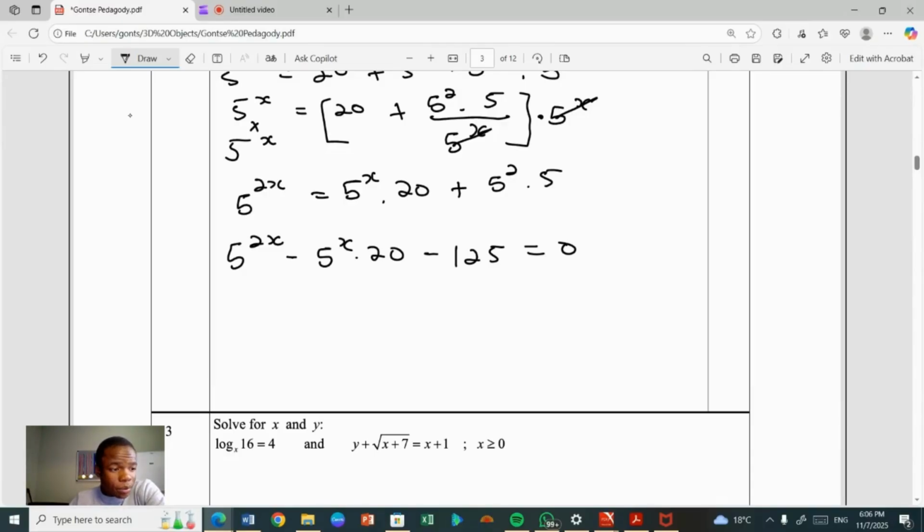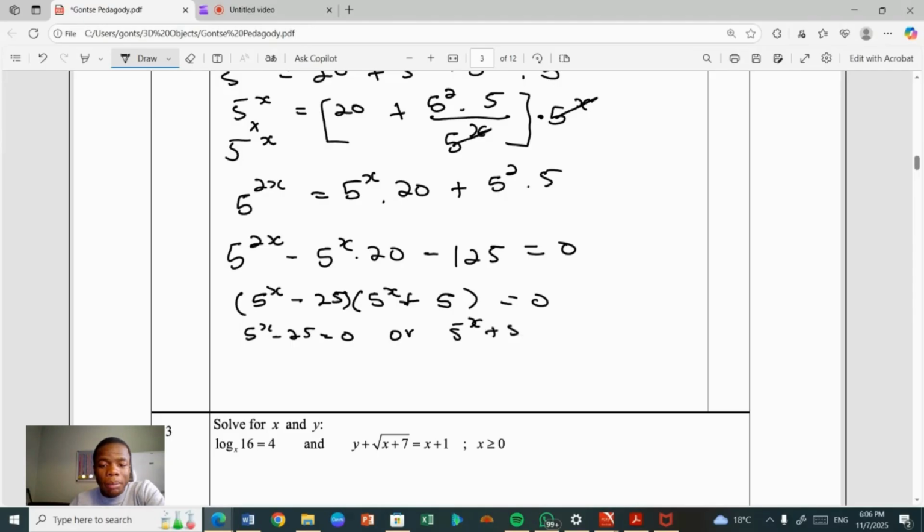Then here, your factors will be 5 to the power of x and 5 to the power of x is equal to 0. Then what are your factors? Your factors are 25 and 5, right? Then the signs right now. So this will be minus and this will be plus. Then you use your zero factor law, which is 5 to the power of x minus 25 is equal to 0, or 5 to the power of x plus 5 is equal to 0.